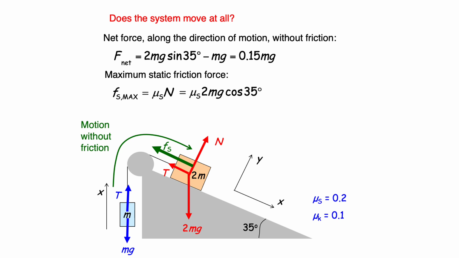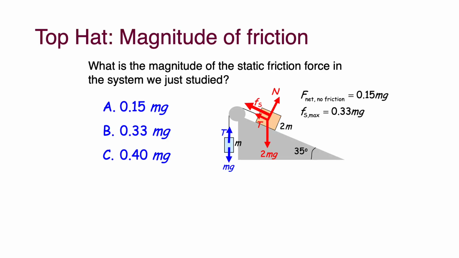The normal force is going to be 2mg cosine of 35 degrees, and we multiply that by mu sub s, and we ultimately get 0.33 mg. The static friction is actually larger than the net force applied to the orange block, and so the block does not move. This is actually a static case. So whereas this would have moved without friction, the static friction is large enough to hold the block in place.